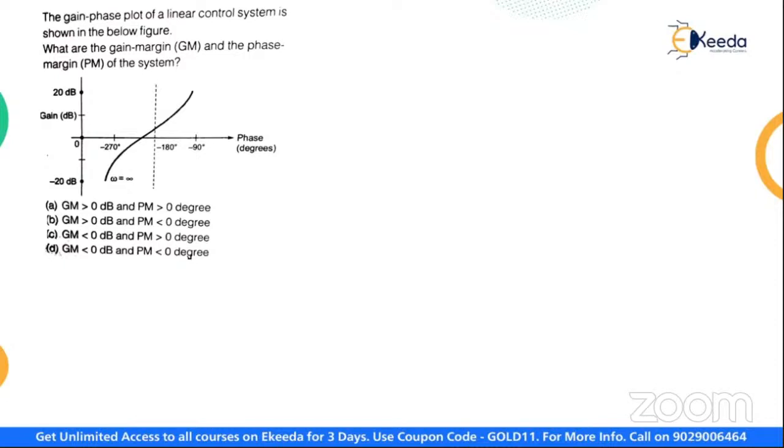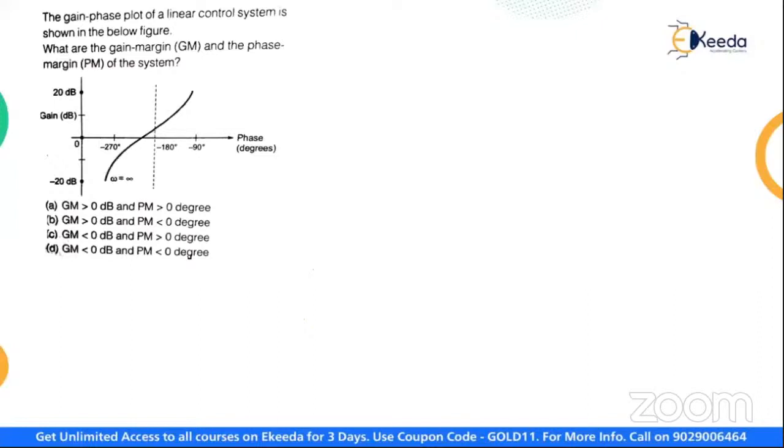Okay, no problem. Now let us move on to the next one. See here. The gain phase plot of a linear control system is shown in the below figure. What are the gain margin and the phase margin PM of the system?